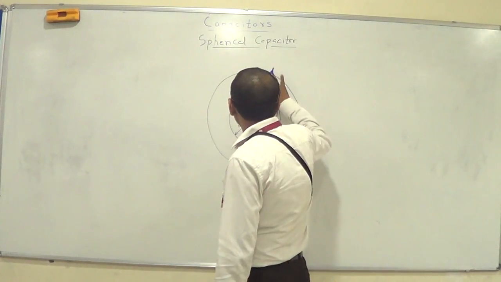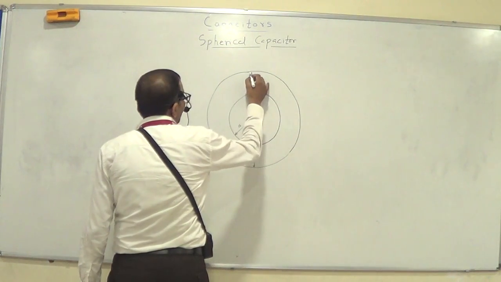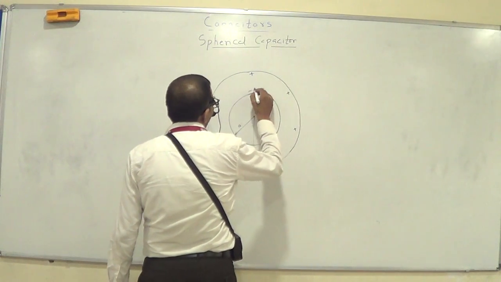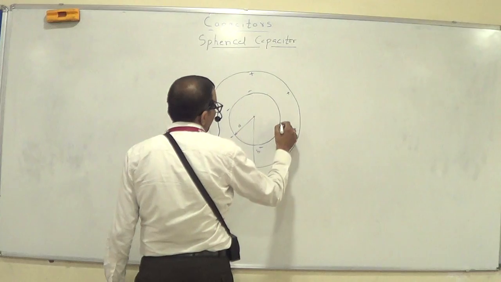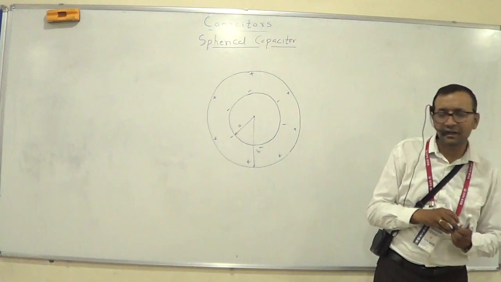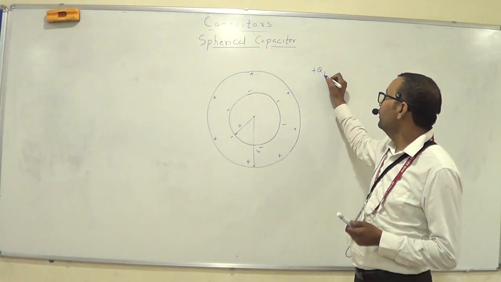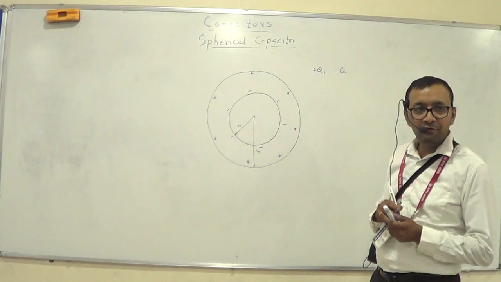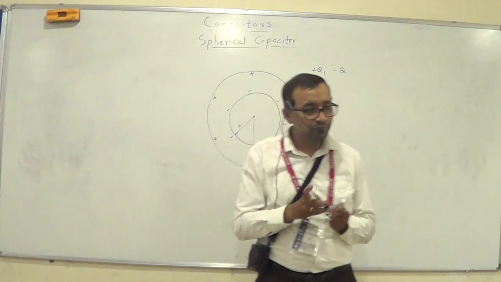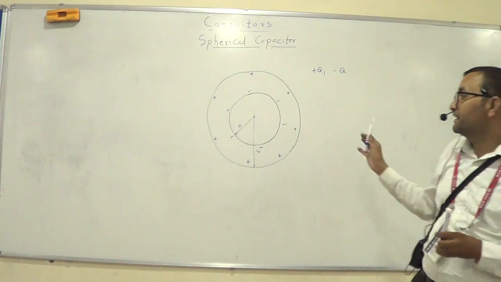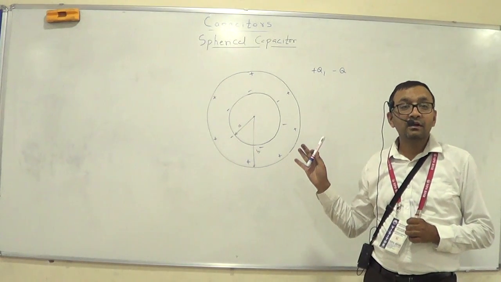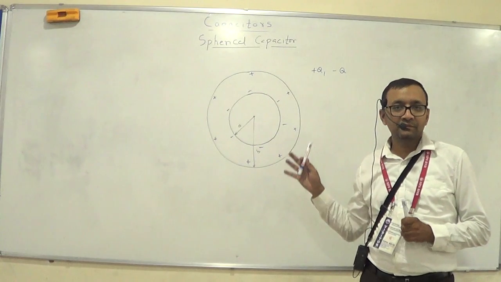So you assume that you have given plus Q charge on the outer sphere and minus Q on the inner one. Or you can assume it otherwise also, inner positive and outer negative, doesn't matter actually. Suppose plus Q and minus Q charges are given, can you find the capacitance of this? Try to do this on your own. It was a similar kind of thing we have done earlier, finding potential difference. You remember? It was the same.